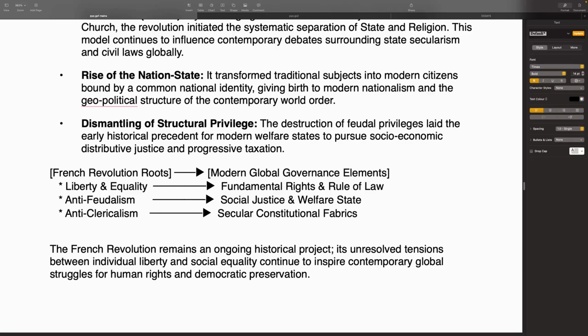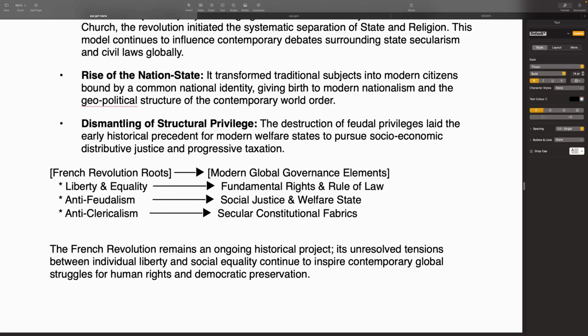Dismantling of structural privilege. The destruction of feudal privileges laid the early historical precedent for the modern welfare state to pursue socio-economic distributive justice and progressive taxation.